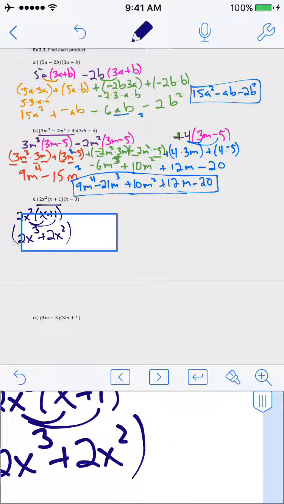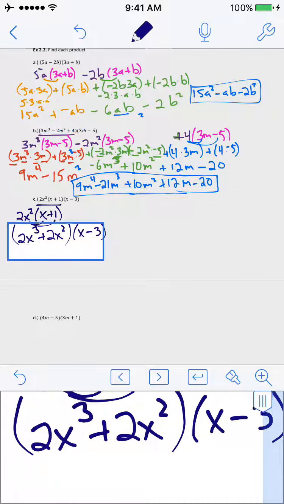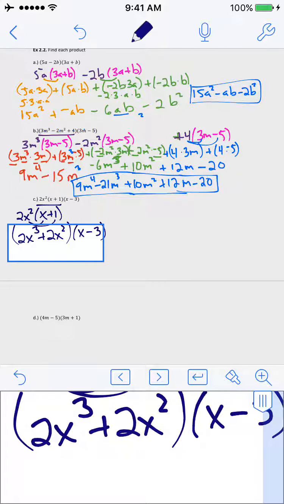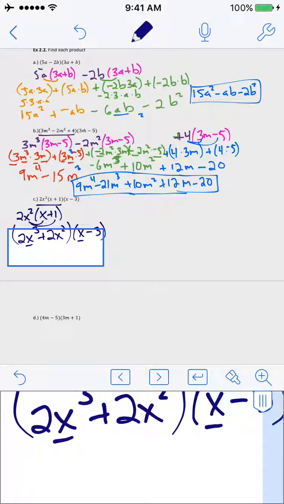Now I can go ahead and multiply it by the x minus 3. And when you do that, you go 1 by 1, so you can multiply, or I guess we'll rewrite this as we've been doing.